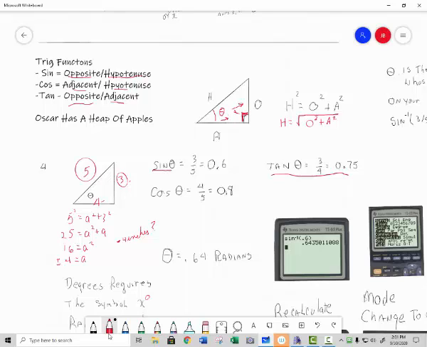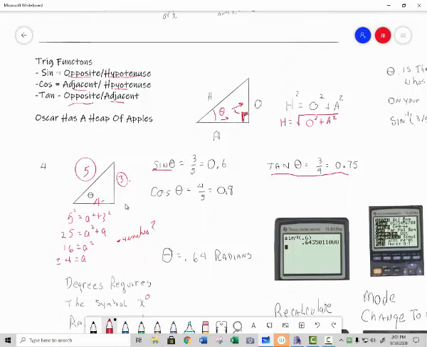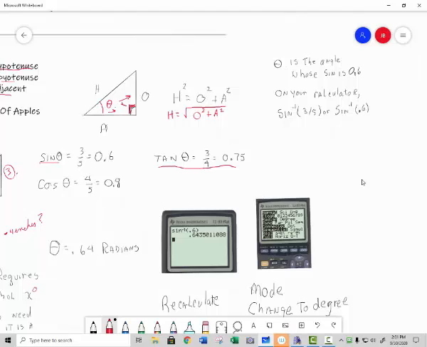Now, I can go the other way. Now that I know the sine, cosine, and tangent, I can try out one of those things. And I know that theta is the angle whose sine is 0.6. I know that the sine of theta is 0.6. So on my calculator, I can use this function right here.